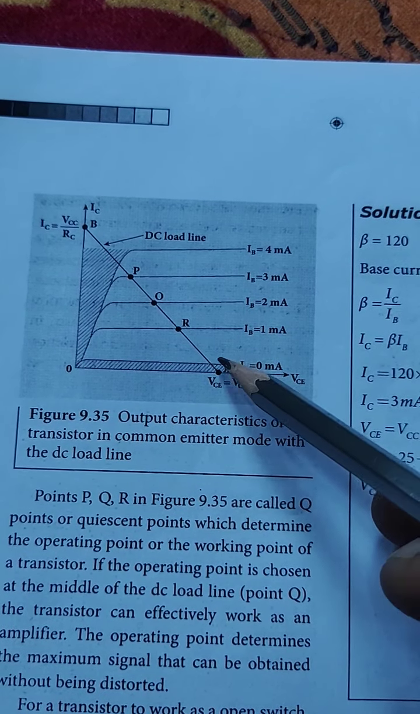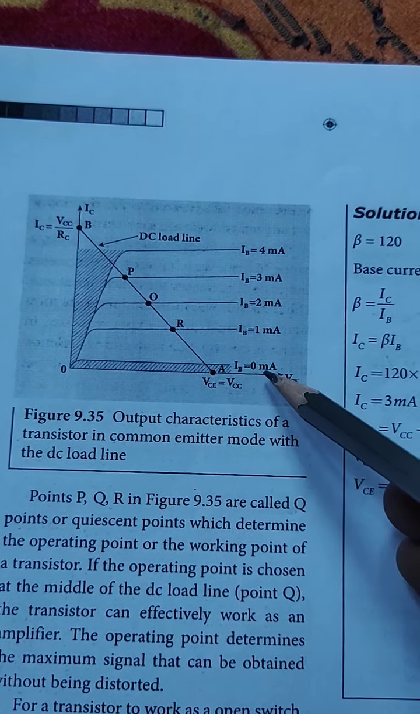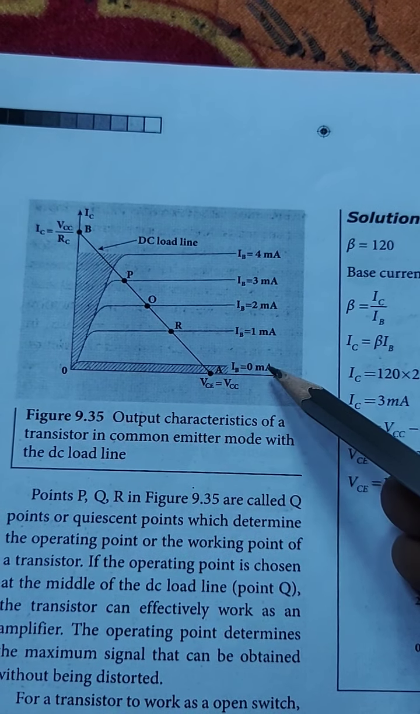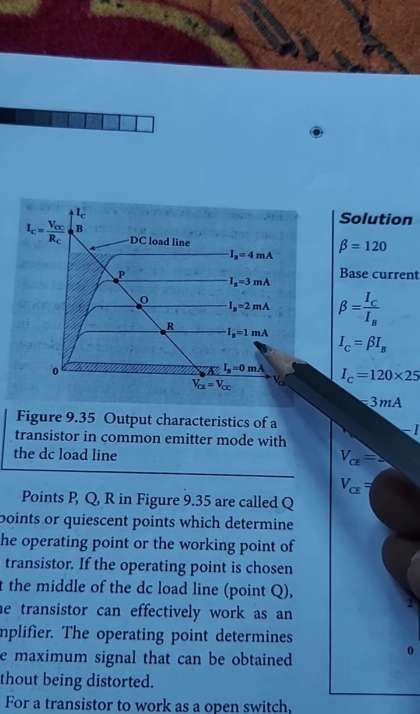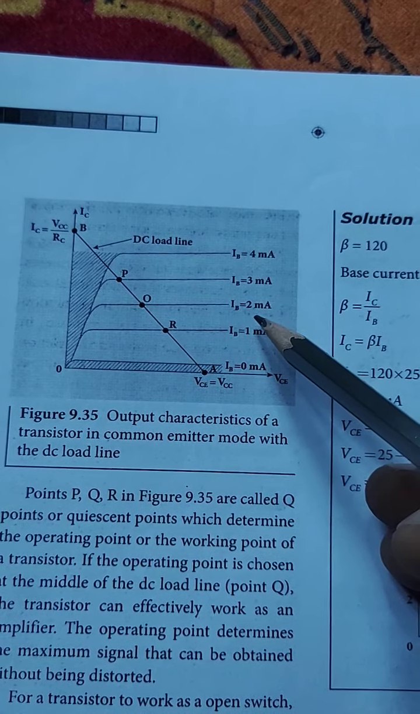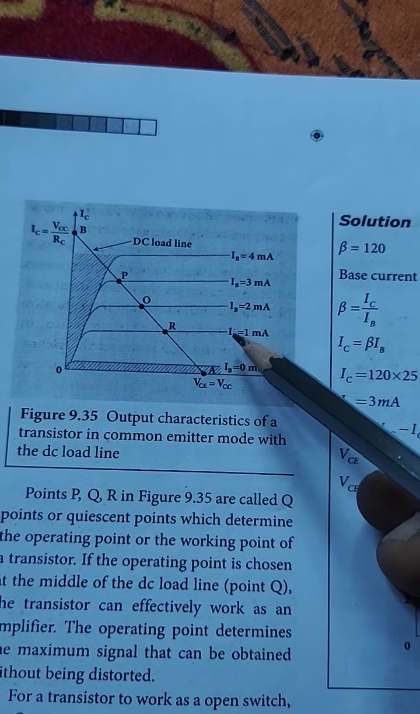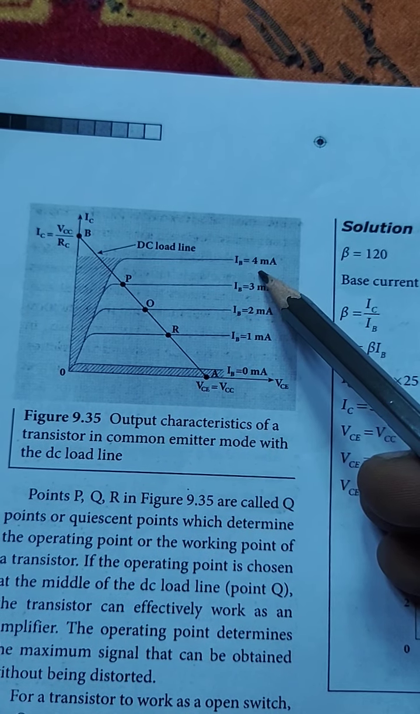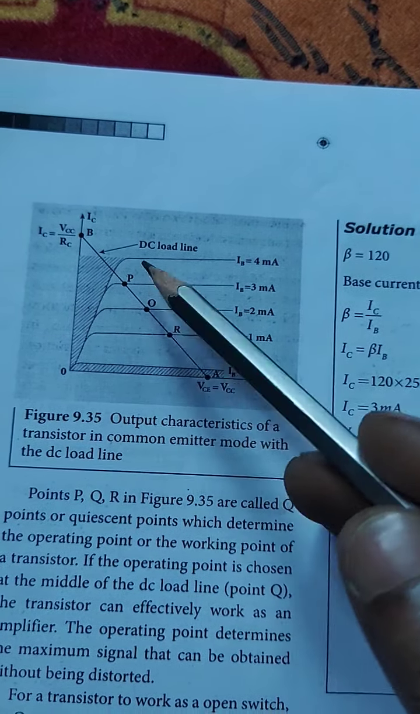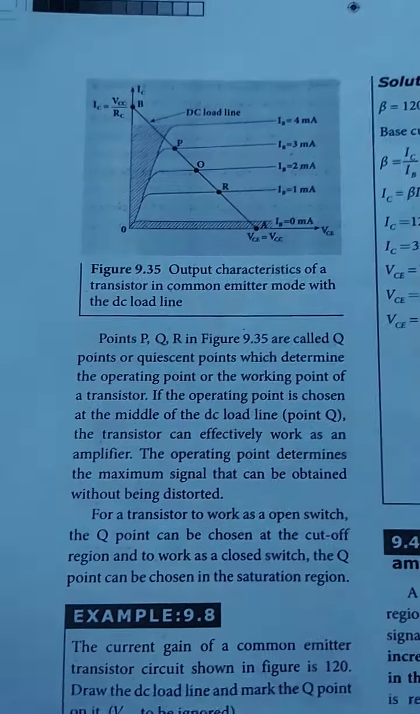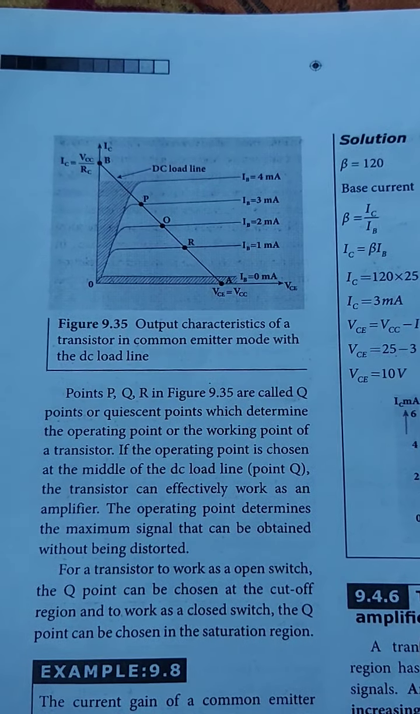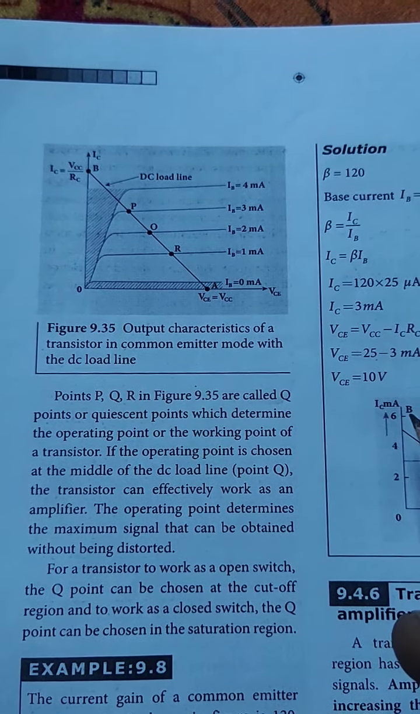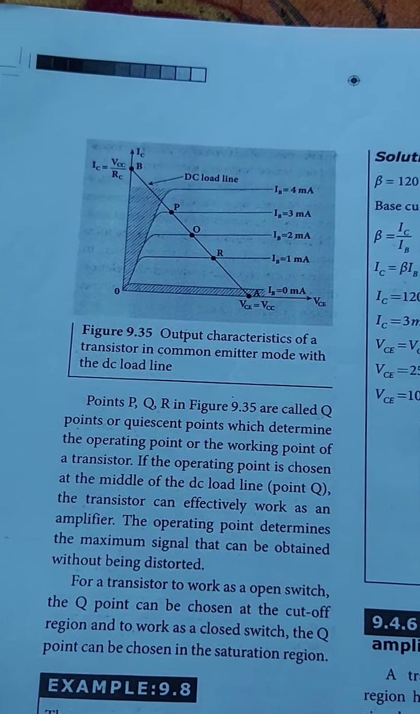In the beginning stage, the base current is 0 milliampere and the base current slowly rises. It reaches the saturation region at a particular current, IB equal to 4 milliampere. This is a DC load line. So this is the operating point we get by changing the base current with a constant collector current.